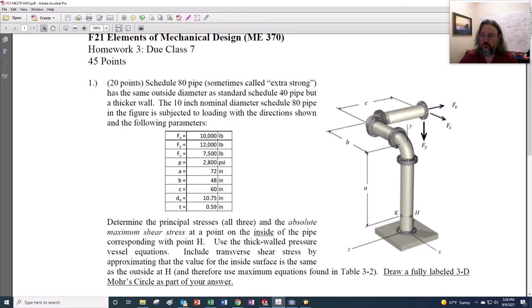Here we are with homework 3 in ME370, and here's the solution. We'll start out with the problem. Here are the problems.